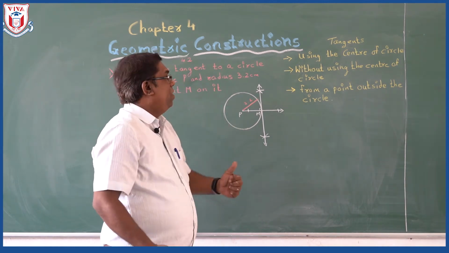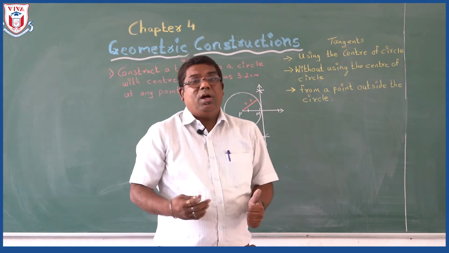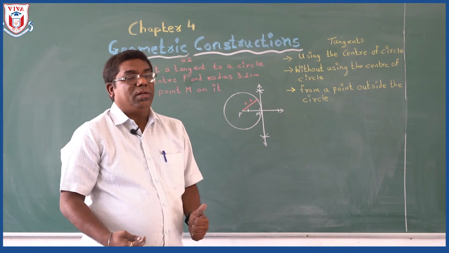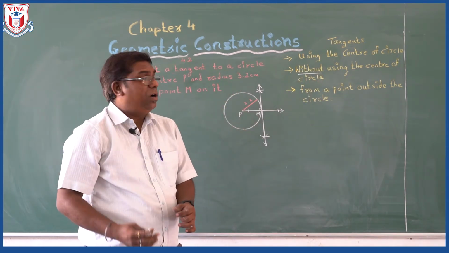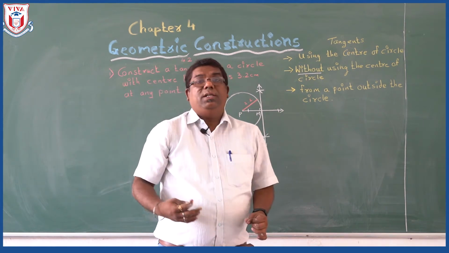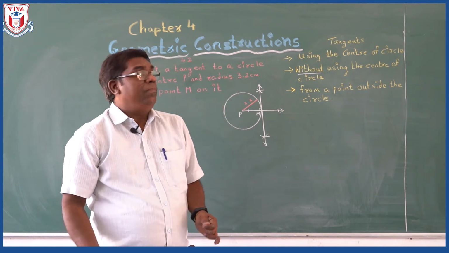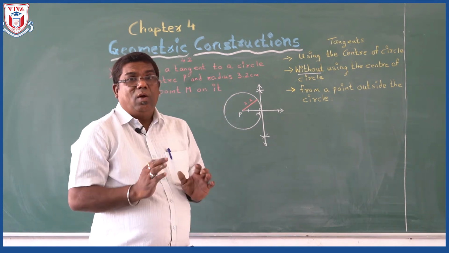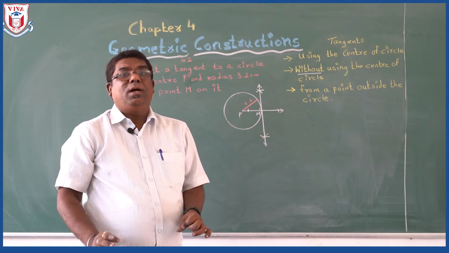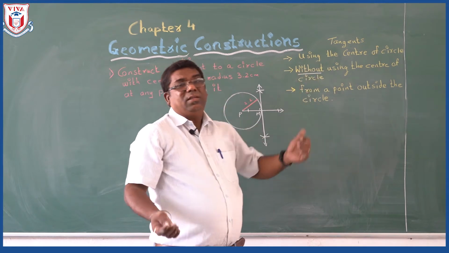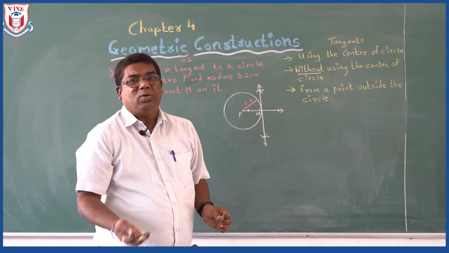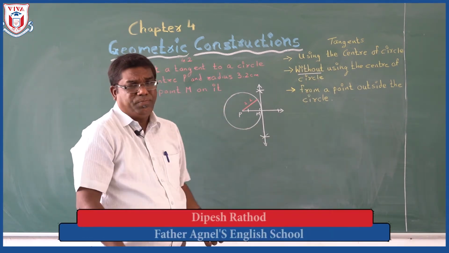Then further, we are going to make a tangent without using the center of the circle. And the third part will be a tangent from a point outside the circle, meaning an external point. For all three concepts we are going to make a tangent, because it may have two tangents or it may have one tangent.